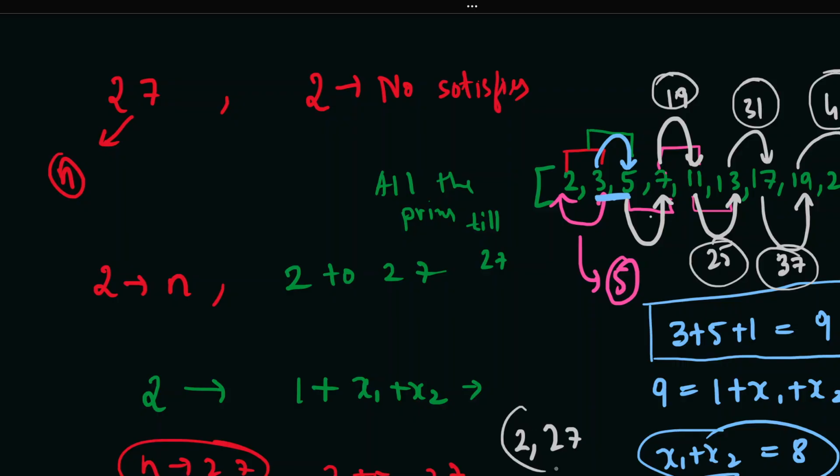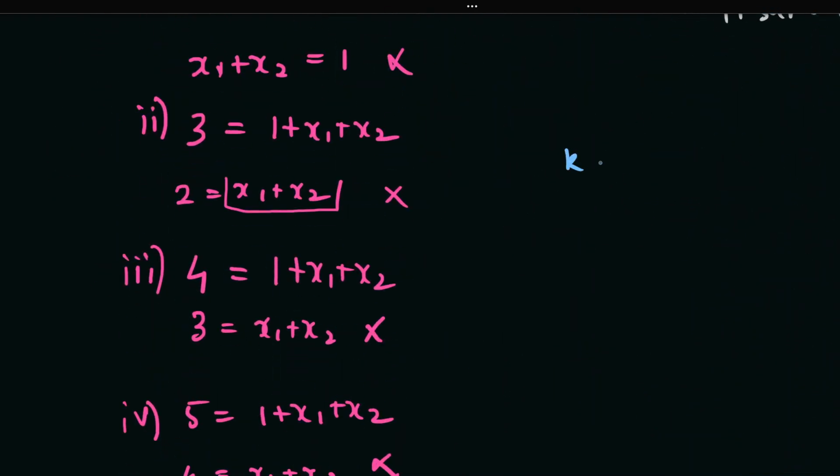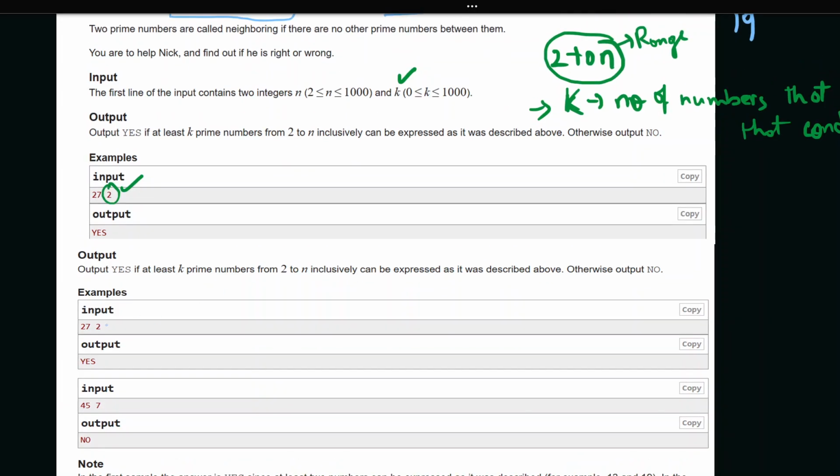2 to 27. So how many possible values are there between 2 and 27? One is 5. The next one is 19. The next one is 25. So what will be the k? K is 3. Correct? We have 3 numbers which satisfy the condition from 2 to 27. But what did they ask? There should be at least 2, they asked in the question. We have 3. So 3 is greater than or equal to 2. So therefore the answer is yes.